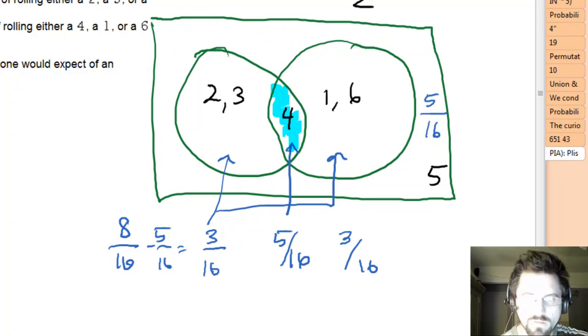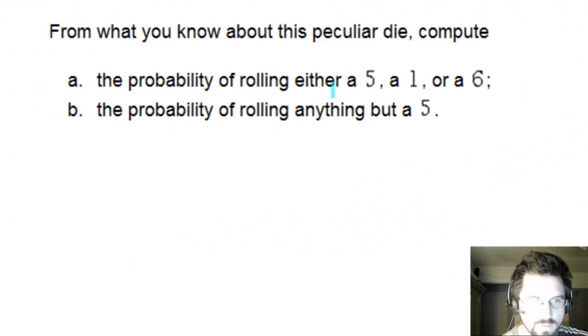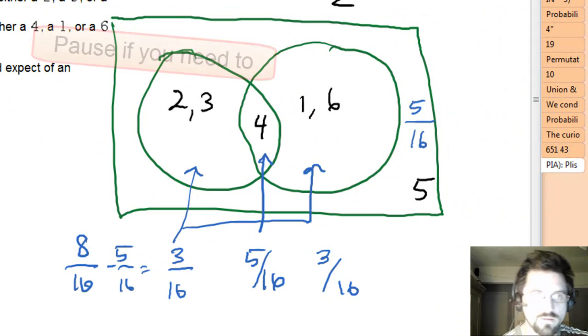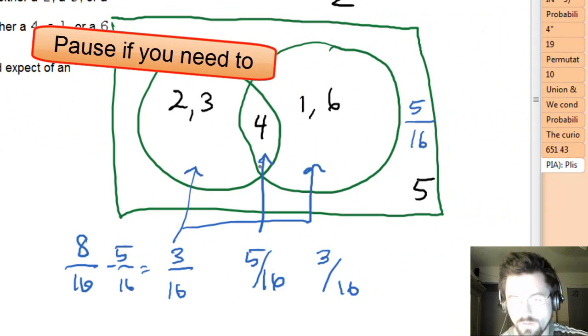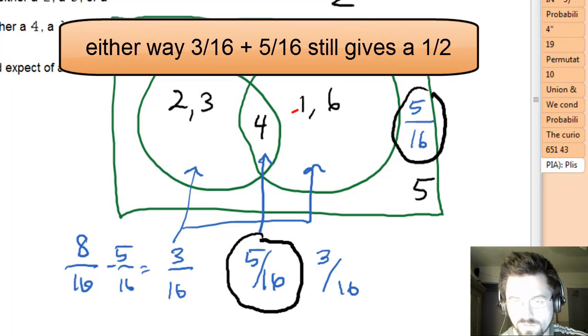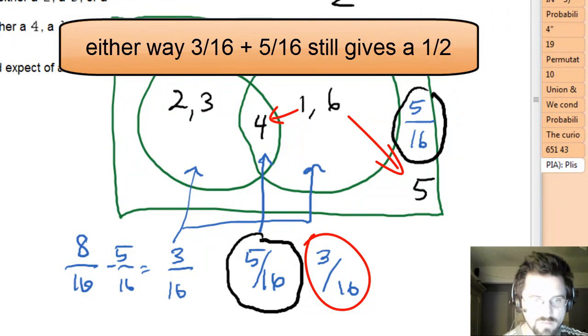Okay? So, find the probability of rolling a 5, 1, or 6. Well, that's a half, right? Because if I do it with this number, it's 5/16. If I do it with the 5, it's 5/16. It doesn't matter if I pair the 1 and the 6 with the 4 or the 1 and the 6 with the 5. I still have a half chance. So the answer there is 1/2.